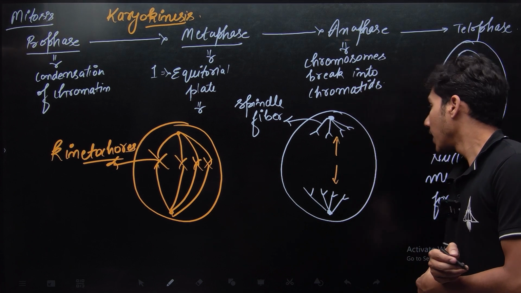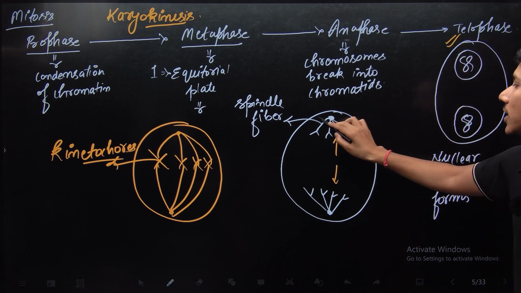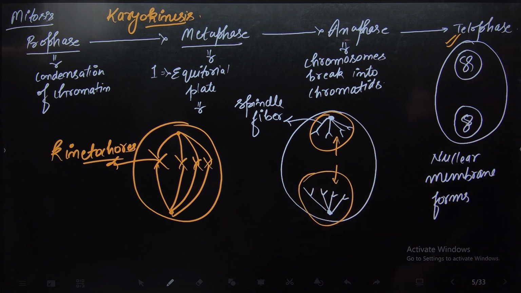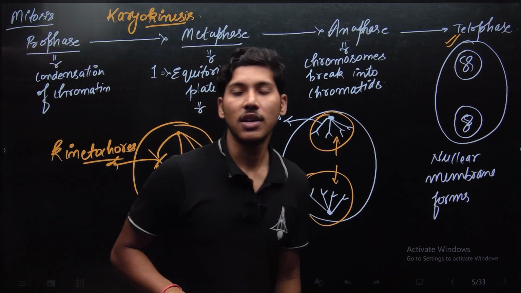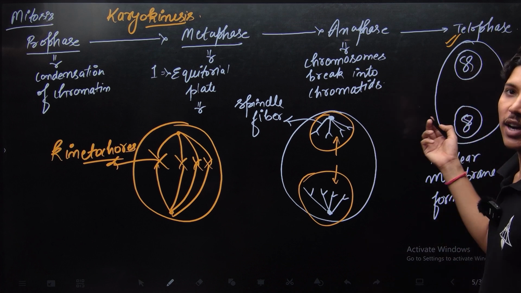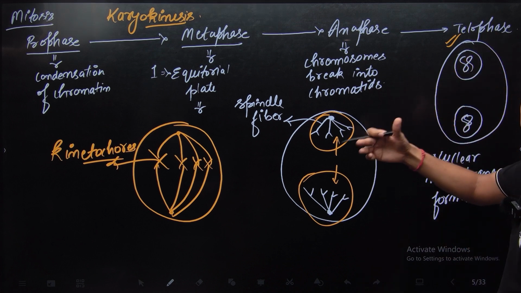Clear? And in the telophase stage, the nuclear membrane is formed around these 2 sides, and that's how the karyokinesis or the nuclear division ends. Now, nuclear division is not the end of cell division, because one cell can't have 2 nuclei if they are normal cells.